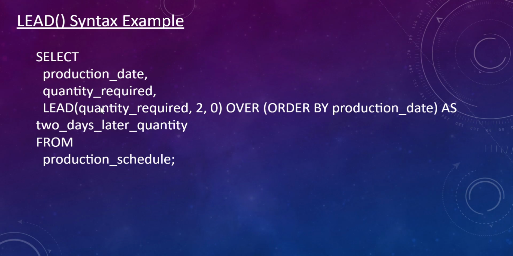This is the value you want to retrieve the data from: quantity required, comma 2, because I am interested in 2 days after today, over order by production date. This is my column on which I am interested to do order by. Again, this is very important to name the new column that is being generated: 2 days later quantity from production schedule. So this is the example of lead. I hope you get the clarity.